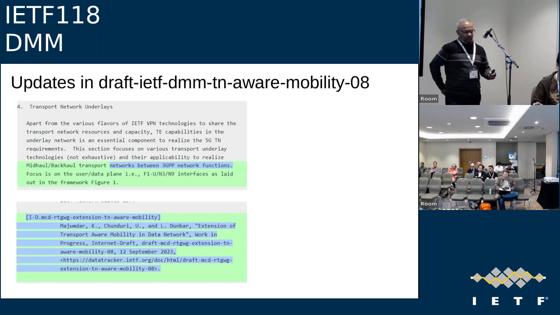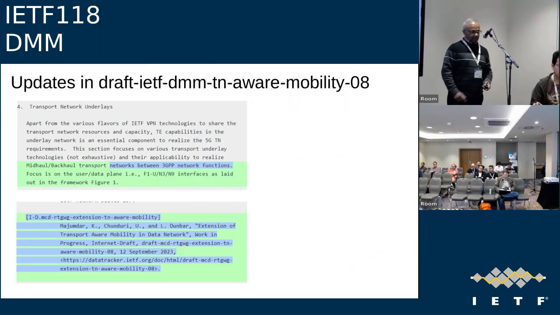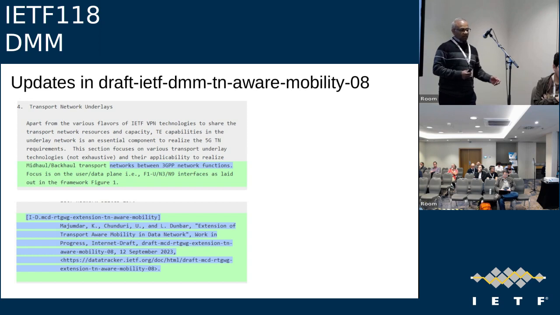Moving on, we've changed it slightly to clarify that it is only between the 3GPP network functions. That's in section four, the blue outline text there. And let me just go back to the first page. I forgot: is the UPF to service destination path outside the scope of 3GPP? It is, but there is a draft in progress in the routing working group, which is looking at employing similar concepts as in this draft. For example, they're also trying to use the UDP source port as a means of routing the packets that come on a PDU session to the endpoint, to the end server, or the other way around.